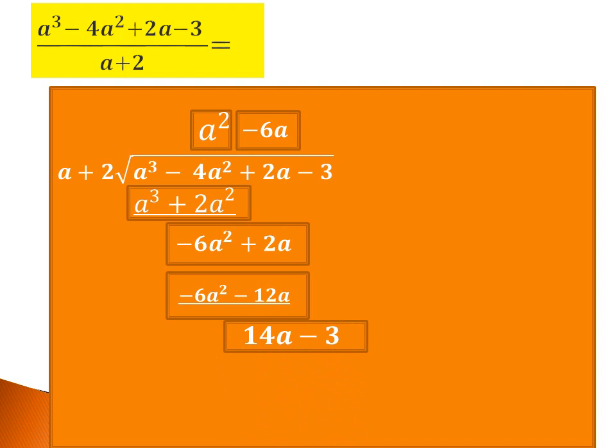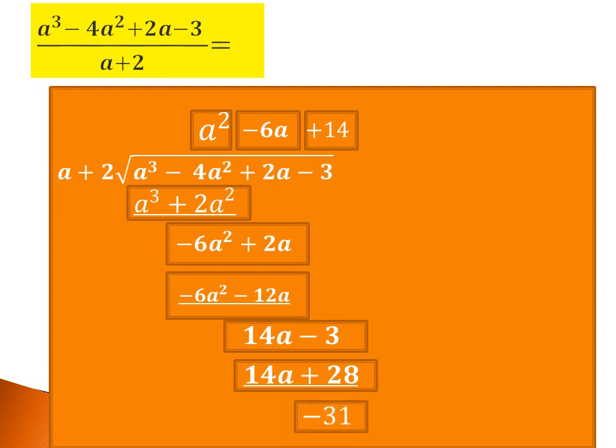Bring down negative 3. This time, 14a divided by a, that is positive 14. Then positive 14 multiplied by the divisor. We have 14 times a, we have 14a. 14 times 2, that is 28. Next, change the sign of the subtrahend, then proceed to the rule of addition. We have 14a minus 14a, that is 0. Negative 3 minus 28, that is negative 31.